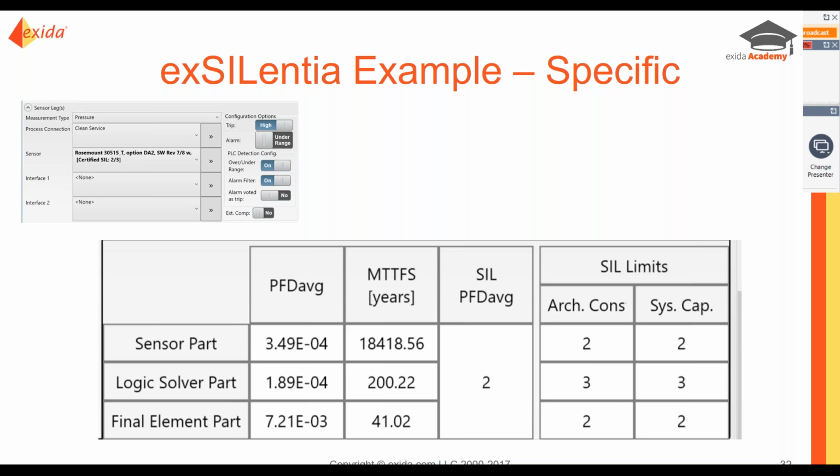And as you can see from this, I was able to create an output. And from entering a specific sensor, I was able to find the PFD average for the sensor, the logic solver, and the final elements with other variables entered, obviously, of 3.49 times 10 to the negative 4. And you can see that this is a SIL2 PFD average capable PFD.